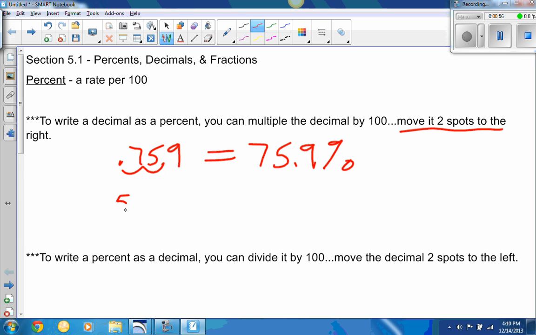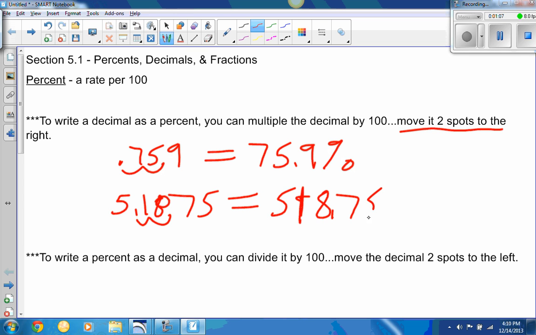And again, it doesn't matter where the decimal's at. If you had a weird one like this, you can still only move it 2 to the right. So this one would be 518.75%.